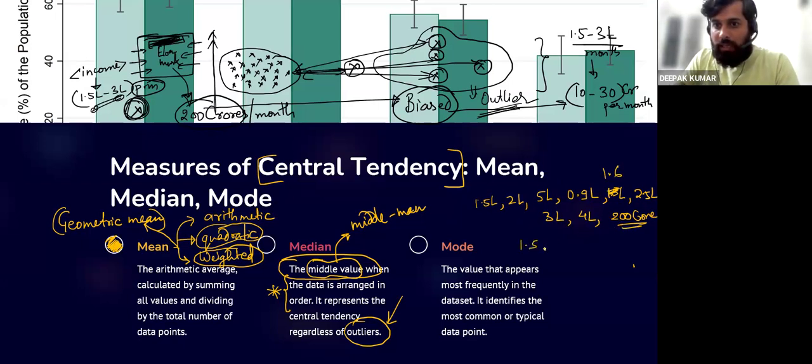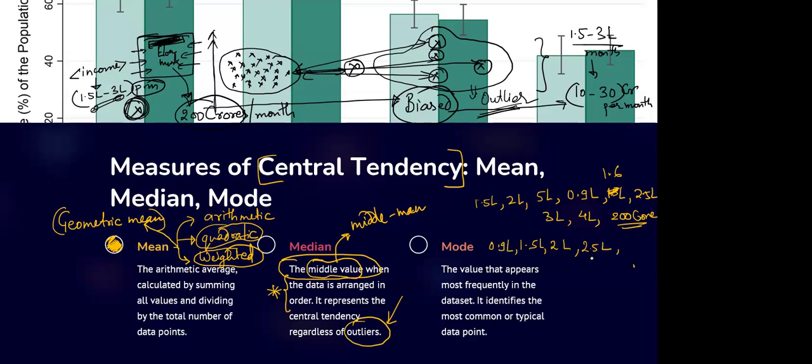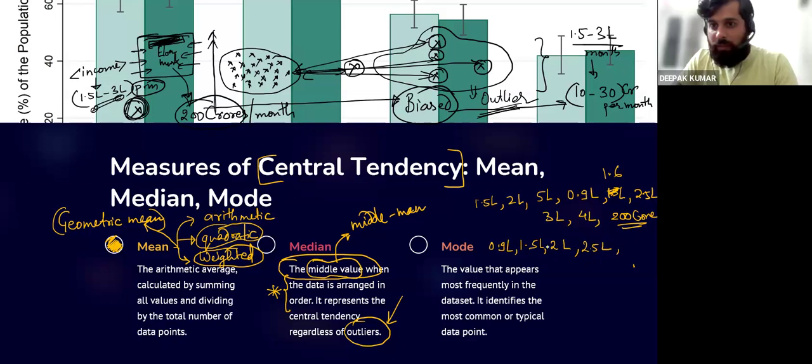1.5 lakh, then 2 lakh, then after 2 lakh comes 2.5 lakh. Before 1.5 lakh, I should write 0.9 lakh. Then between 1.5 and 2, I should write 1.6 lakh. And 3 lakh, 4 lakh, and finally the 200 crore.